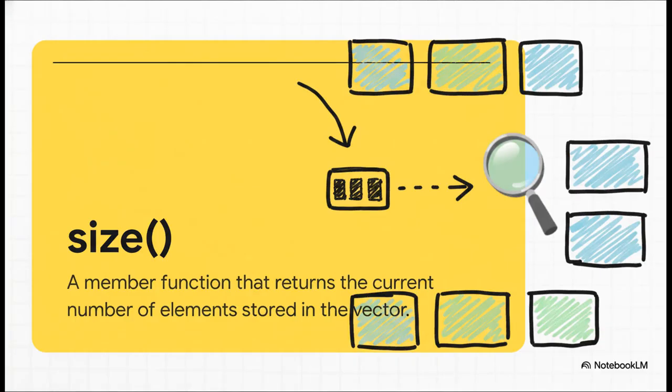First up, maybe the most basic but important tool you have, the size function. See, with a C array, you have to keep track of its size yourself, which can be a pain. But a vector? A vector always knows how big it is. You just call that size and boom, you get the exact number of elements it's holding. No guesswork, just a simple and reliable answer.